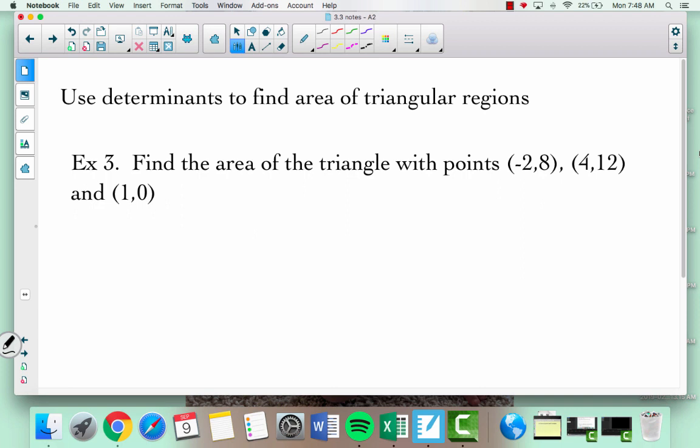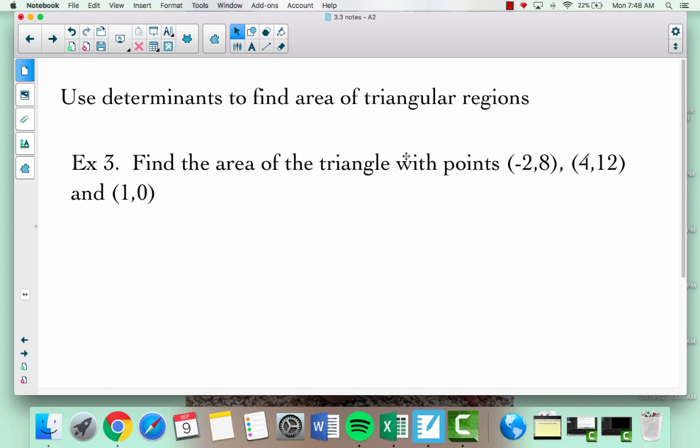In this video, we're going to be using the determinants that we were calculating in the first video to find the area of triangles and to solve systems of equations. So let's go ahead and just jump into an example. It says find the area of a triangle with the points (-2, 8), (4, 12), and (1, 0).